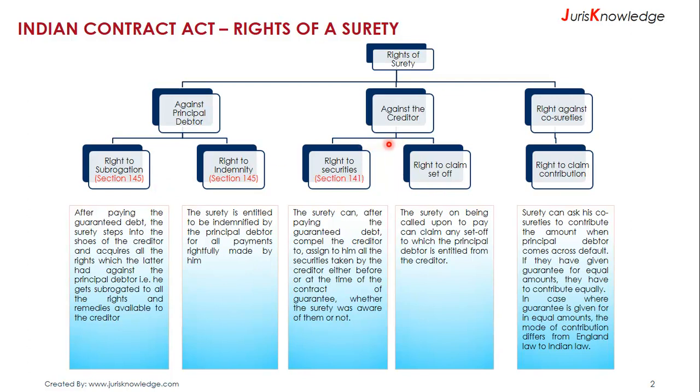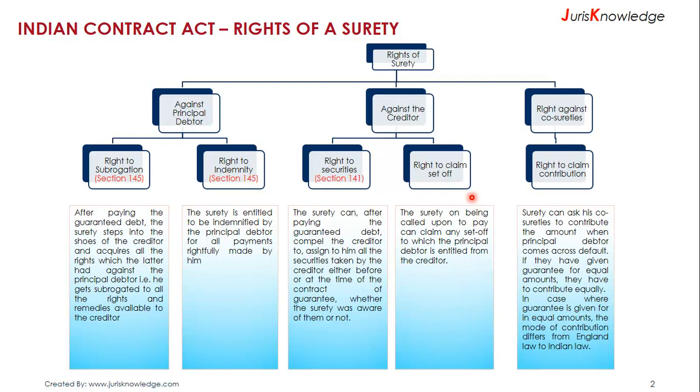Let's look at his rights against the creditor. Right to securities. Under section 141, the surety can, after paying the guaranteed debt, compel the creditor to assign to him all the securities taken by the creditor either before or at the time of the contract of guarantee. Whether the surety was aware of them or not doesn't make a difference.